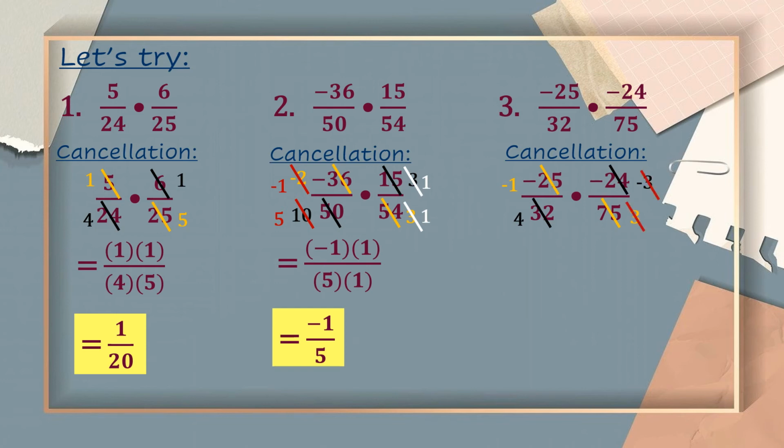So, si negative 3, divide natin ng 3, that is negative 1. Then, si 3, divide ng 3, that is positive 1. So, the numbers now are negative 1 times negative 1 for the numerator and positive 4 times positive 1 for the denominator. Pag minultiply natin, our answer is 1/4. So, that is the final answer, 1/4.